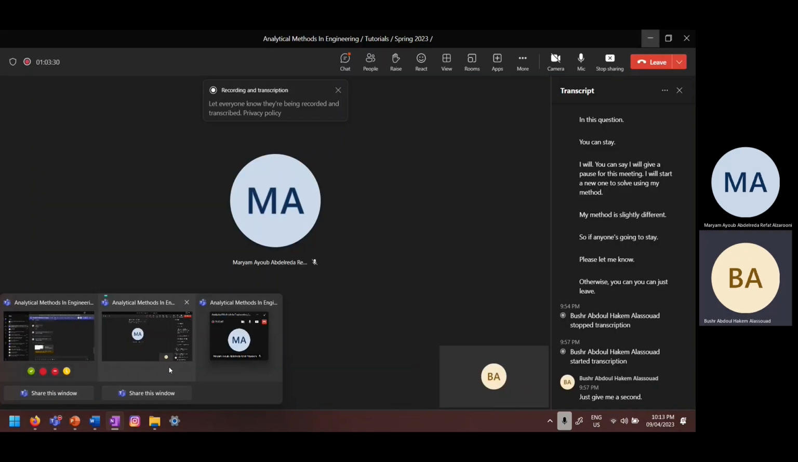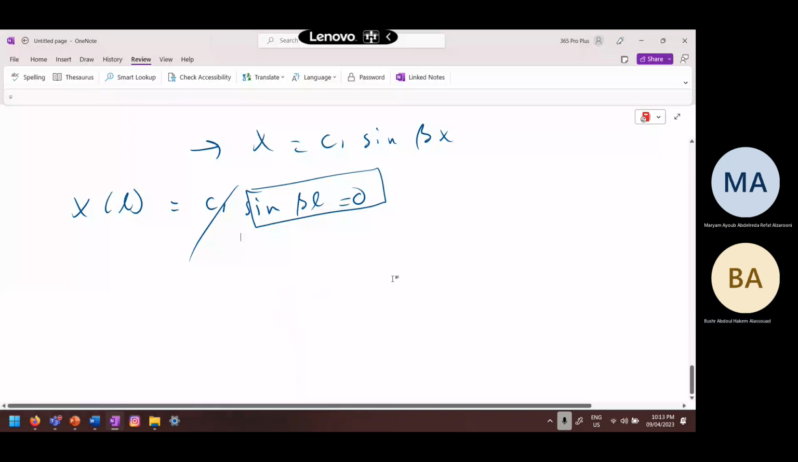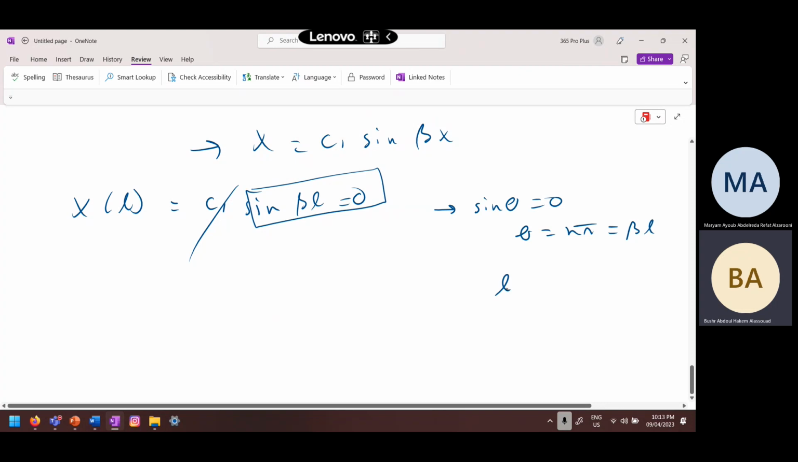Are you still here? Okay, cool. So sine beta L. For sine theta to be equal to 0, theta must be equal to n pi. In our case, theta is equal to beta L. So beta is equal to n pi over L. Okay?